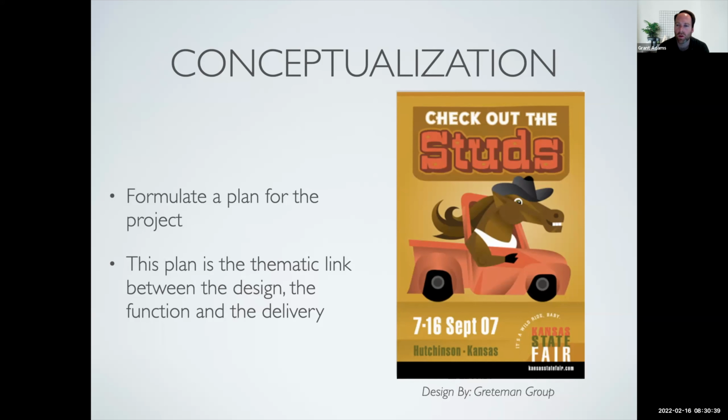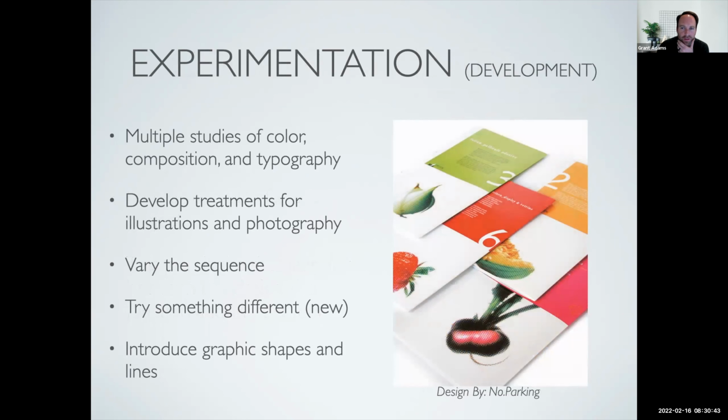So what theme are we going through here? What are we really trying to accomplish? Then we get into experimentation or design development. This is where you're actually really producing the design. You're putting color studies together, different colors, different compositions, different typography. You're developing different treatments and illustrations. All of those things are really important.